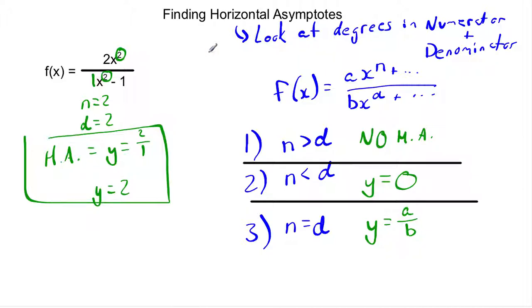For vertical asymptotes, you actually have to do some work, but for horizontal asymptotes, there shouldn't be any work, but you do need to remember these conditions.